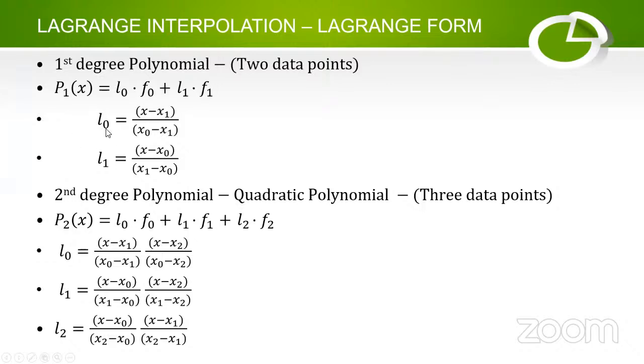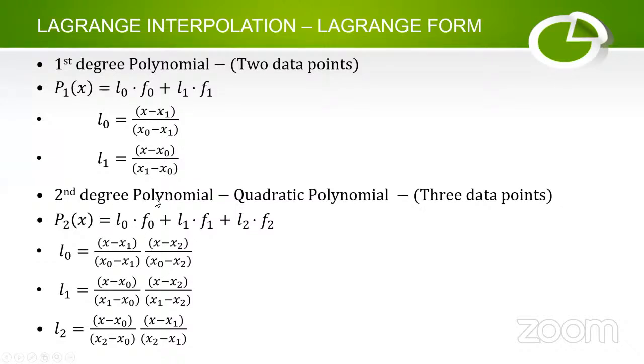So now our Lagrangian basis L0 is given as x minus x1 over x0 minus x1. Remember, since we are considering L0, x minus x0 will not be at the top, but we will have x0 at the denominator. Likewise, when we are considering L1, x minus x1 will not be at the numerator, but x1 will be at the denominator, and then the pattern continues.